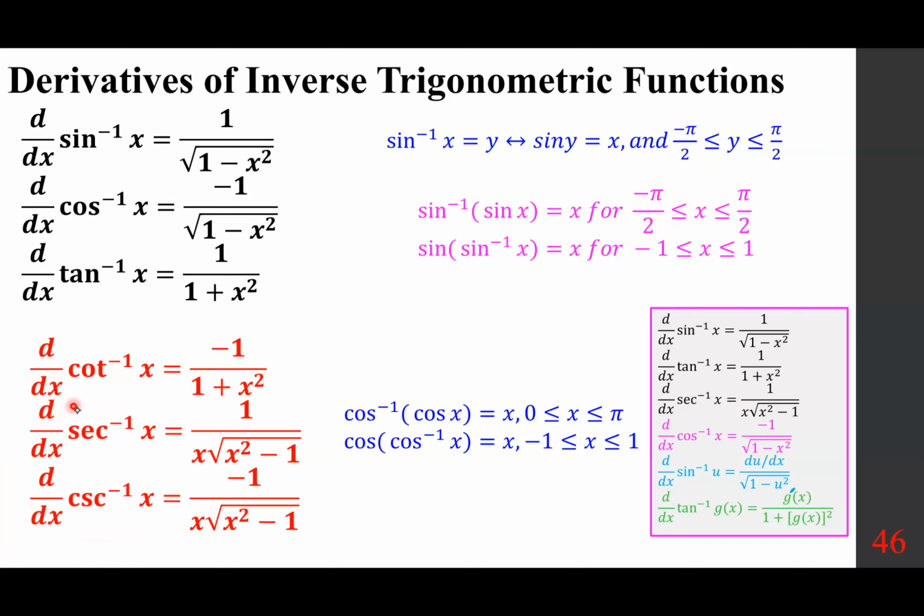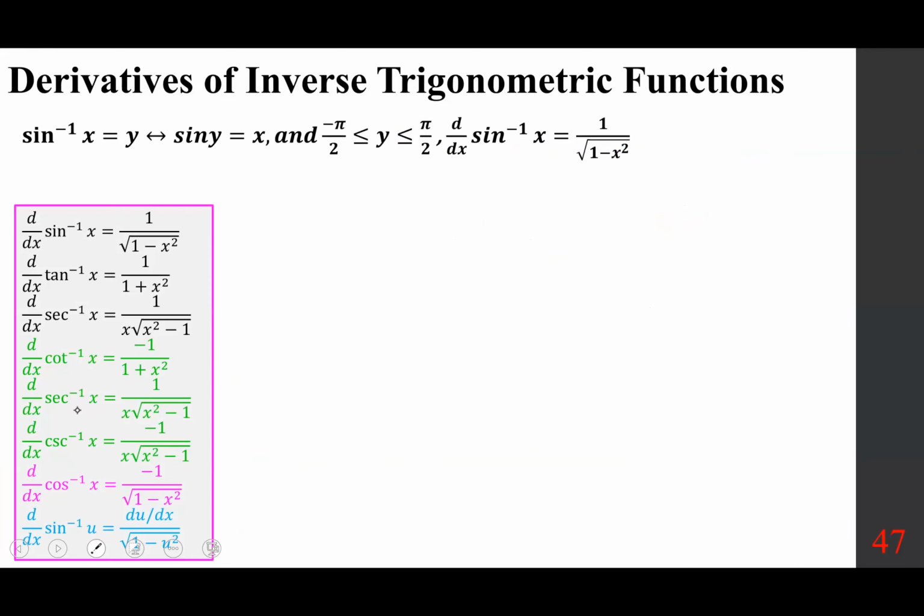Now, what I want to do is remind you of the proof, for example, for sine inverse. Again, these are the formulas: sine inverse, tan inverse, secant inverse. Cotangent inverse is the negative of tan inverse, and cosecant inverse is the negative of secant inverse, which is 1 over x times the square root of x squared minus 1. This is the same thing with the negative sign. And the cosine inverse is the same as sine inverse with a negative sign. I've mentioned the dx.